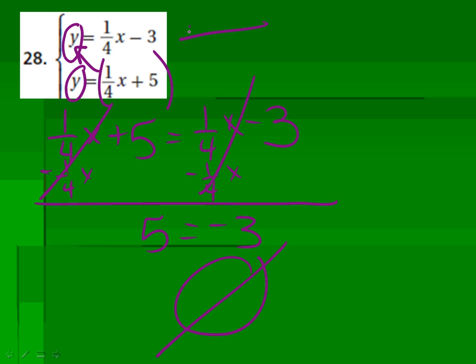Now I could have looked in the very beginning, since they have the same slope and different y-intercepts, they are not going to intersect at all. They're going to be parallel lines, and parallel lines have no solution.